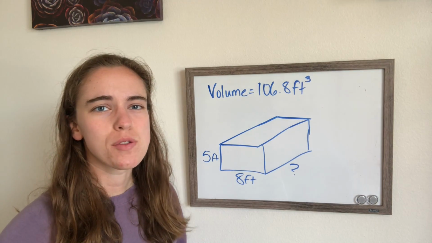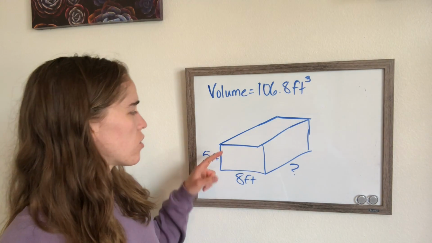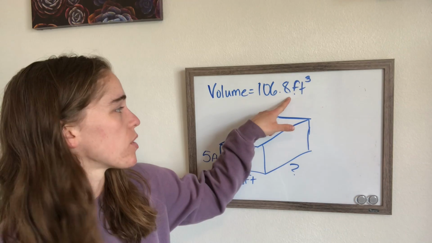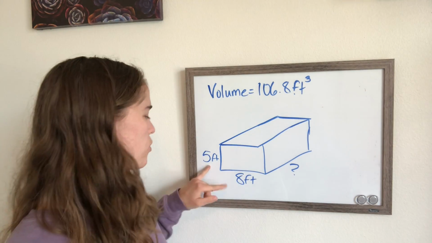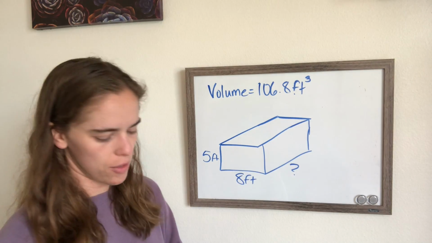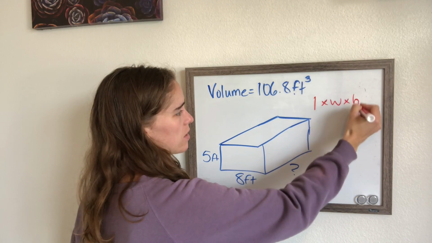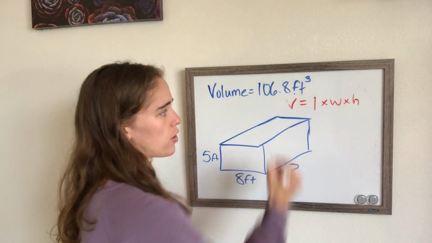Our last one, this was a challenging one to see if you really understood how to use the equations. So this one, we have a rectangular prism, but we're told that the volume of the rectangular prism is 106.8 feet cubed. We only know 2 measurements, and we're trying to figure out what is that third measurement. So if I use my equation of length times width times height, I could go ahead and say that this is equal to the volume. Remember, we're solving for volume.